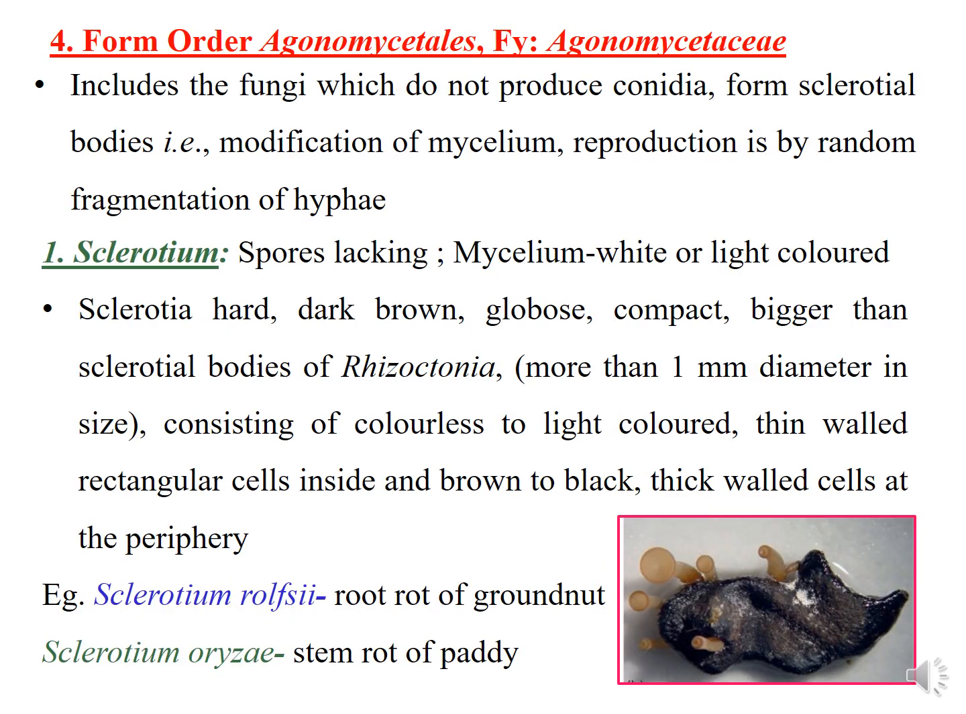And coming to the form order Agonomycetales, it includes the fungi which do not produce conidia. That means the fungi which are included in it do not produce any conidia. They form the sclerotial bodies, that is a modification of mycelial structures, and reproduction is generally by random fragmentation of the hyphae. So how does the reproduction take place? Because of the random fragmentation of the hyphae. Here two genera are there, Sclerotium and Rhizoctonia. So let us discuss each one by one.